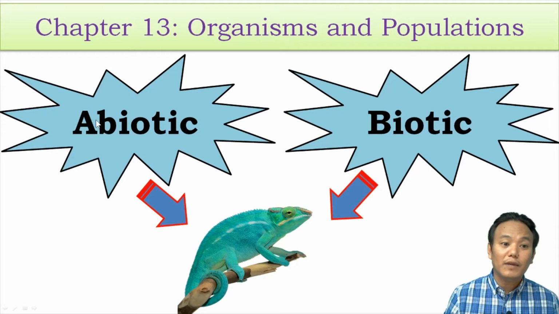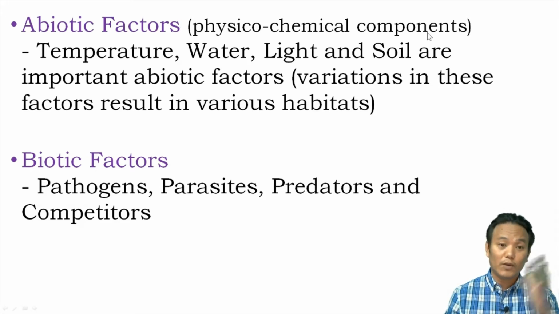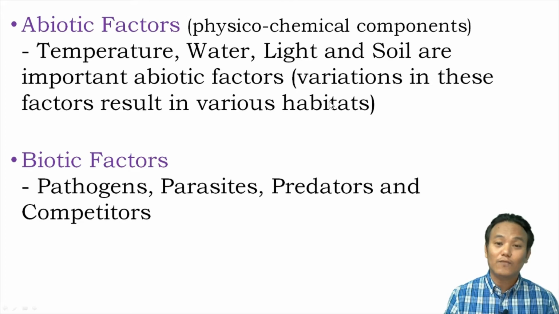So what do we mean by biotic and abiotic factors? Biotic and abiotic factors are nothing but living and non-living factors. Biotic means living factors and abiotic means non-living factors. So first let us take a look at abiotic factors. Abiotic factors, or physico-chemical components of the environment in which an organism lives, include temperature, water, light, and soil. So these are important abiotic factors. They are non-living factors with which an organism has to constantly interact. Okay, so variations in these factors result in various habitats of the organism.